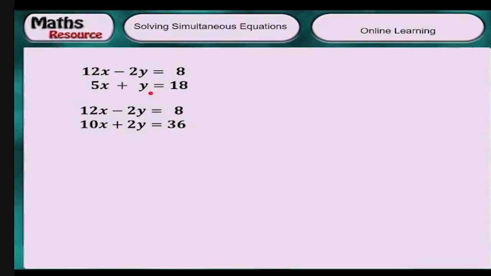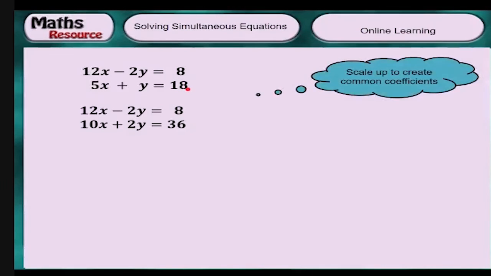Now the easiest way to do this is by scaling it up. I've got to scale up one of these, or if I can't do it just by scaling up one of them, I have to scale up both of them. Now when we scale them up, we multiply. So I'm either going to multiply everything in this one, or everything in this one, or everything in both together. So what I'm going to do here is, if you can see, I've left this one as it is.